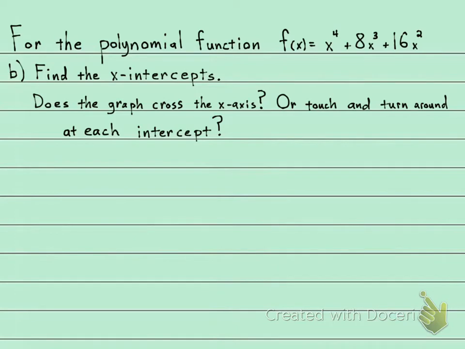Now, how do you find an x-intercept? Same as we did for any other problem. To find the x-intercept, we set y equal to 0. So let me rewrite my function with a y. y equals x to the 4th plus 8x to the 3rd plus 16x squared. And to find the x-intercept, we set y equal to 0.